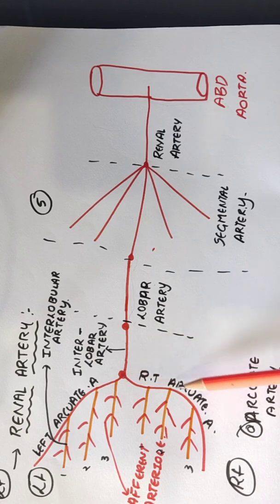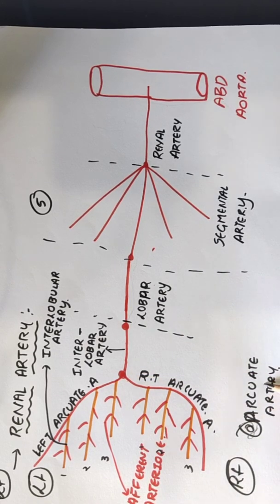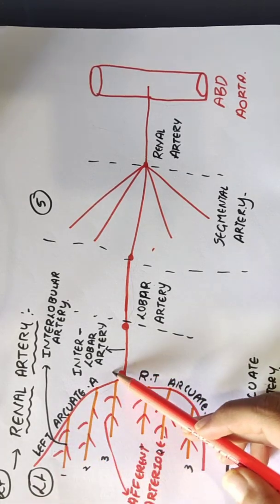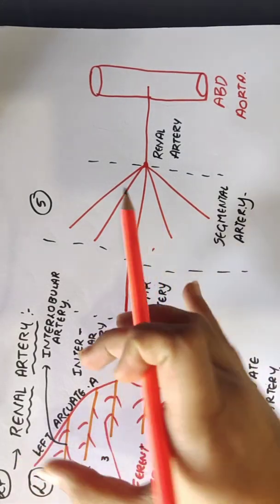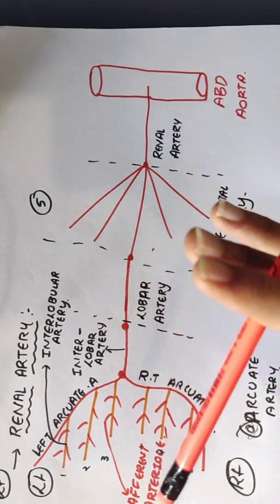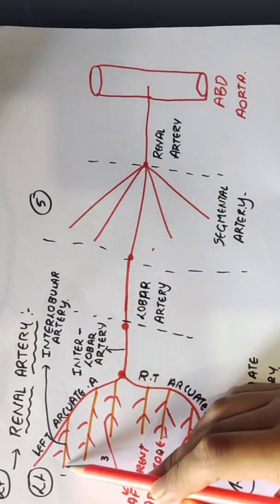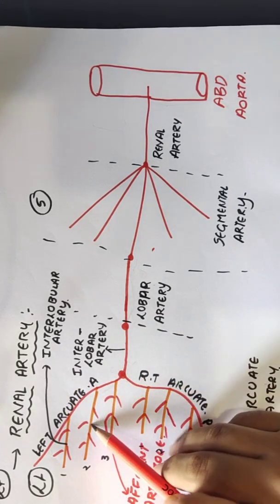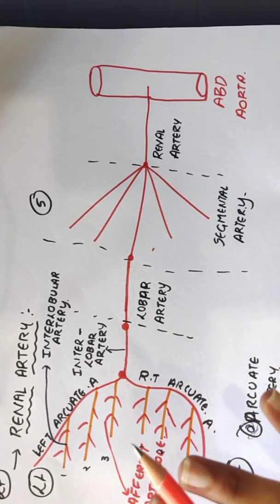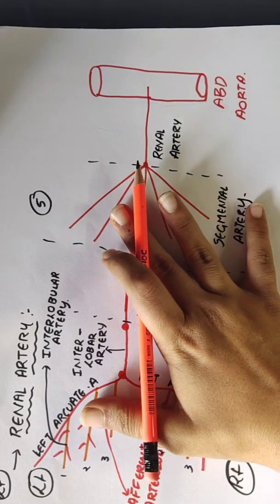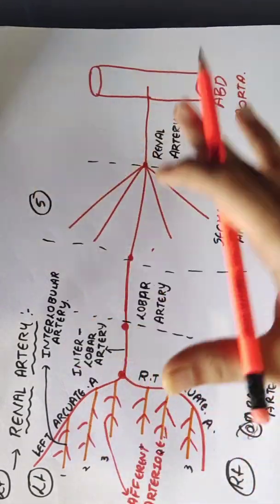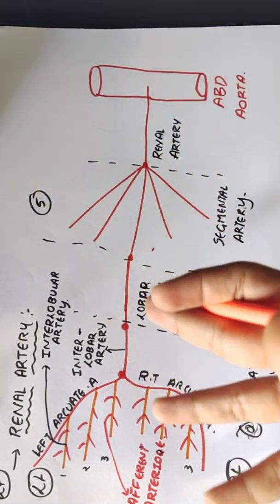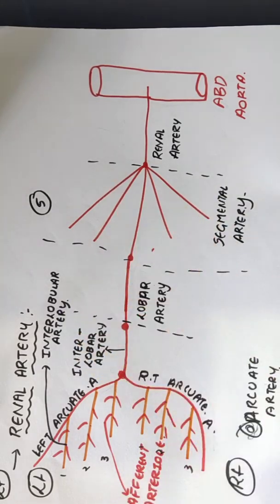After that, there is the presence of the arcuate artery. There are 2 arcuate arteries, that is the left arcuate artery and the right arcuate artery. Each arcuate artery gives off 3 main interlobular arteries. The interlobular artery further gives off afferent arterioles. This is a small diagrammatic diagram which I thought would make it easier for you to study the renal arteries.